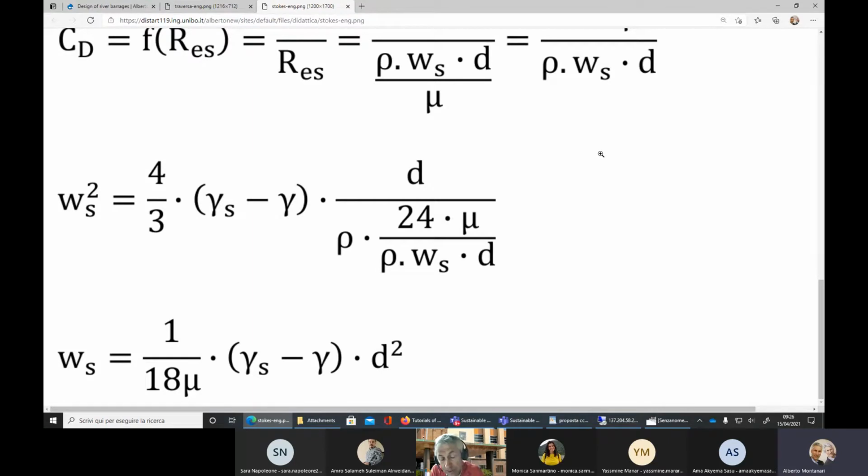The Stokes formula gives the velocity of sedimentation, which is a necessary element to design the sand trap. The independent variables, I say again, in the Stokes formula are the dynamic viscosity of water, mu. The more viscous the fluid is, the higher is the value of the viscosity. Other independent variables are the specific weight of sediment, the specific weight of water, and the sediment size D.